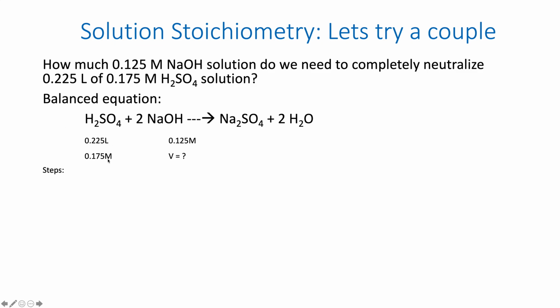And then a good habit is to write the information about each thing underneath. So in this case, we have 0.225 liters and 0.175 molar. We have 0.125 molar, and we're trying to find the volume. So then stepwise, a good first step, write down the units. So you're going to get on the mole highway, in this case here. Take the mole highway to sodium hydroxide and get off.